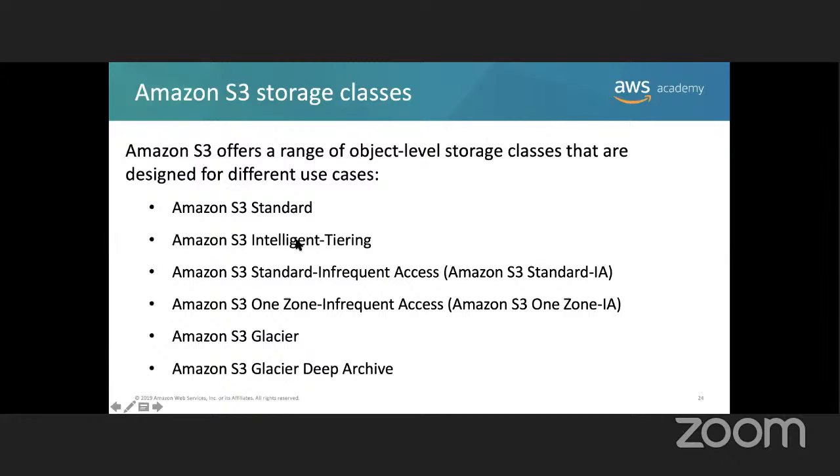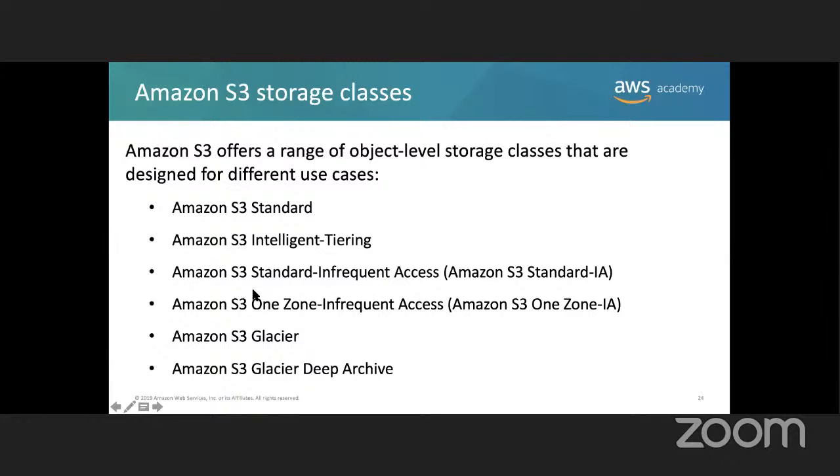And this one monitors and automatically moves objects here, right? And you can save on cost. Now you have one that is even less available, the One Zone Infrequent Access. Don't forget that S3 by default replicates the data in 3 availability zones, so that makes it highly available. But this one is only one zone. So it's called S3 One Zone Infrequent Access.